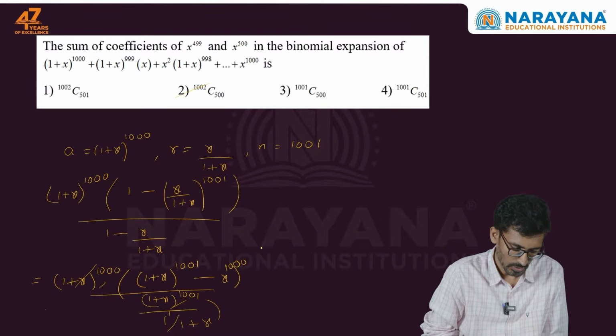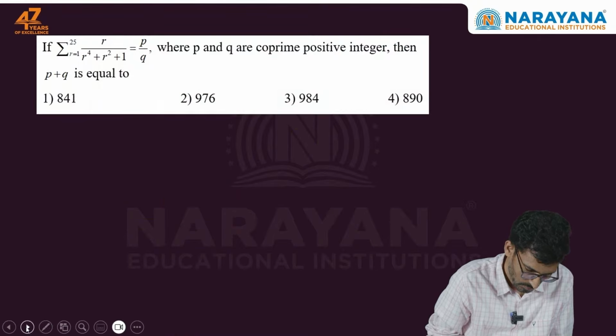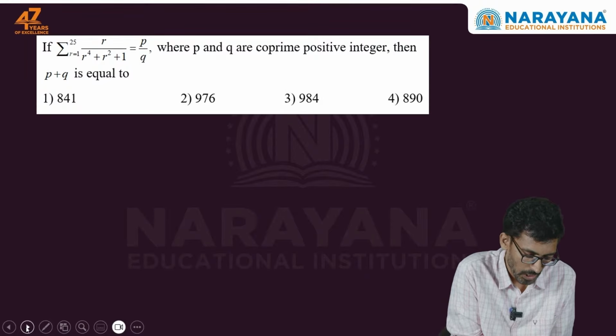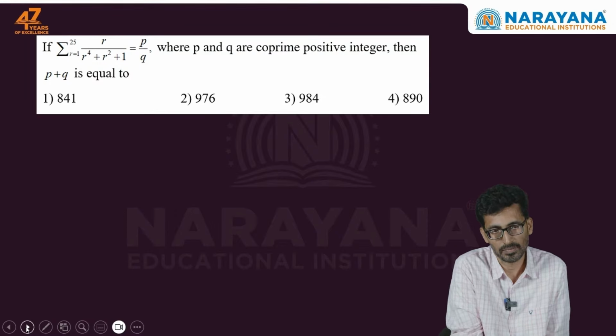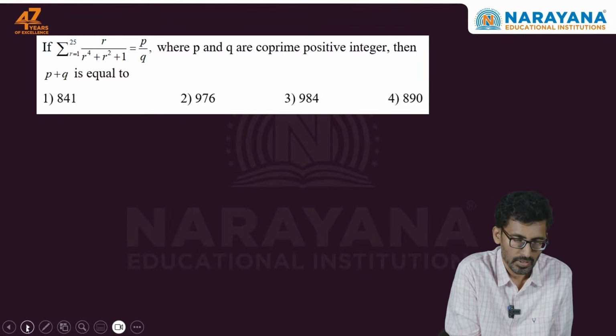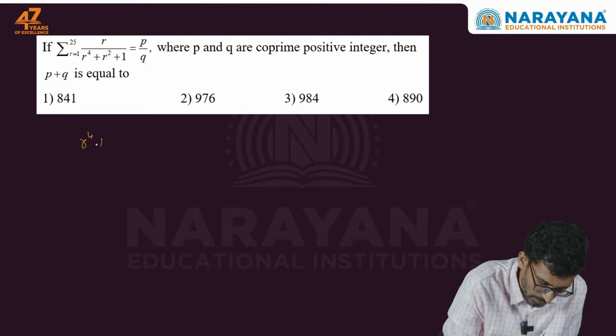Okay. So let us move to the next question. So here we have a series. Sigma r is equal to 1 to 25, r by (r power 4 plus r square plus 1). So here can we write this term as the difference between two consecutive terms? r power 4 plus r square plus 1. We can factorize also.